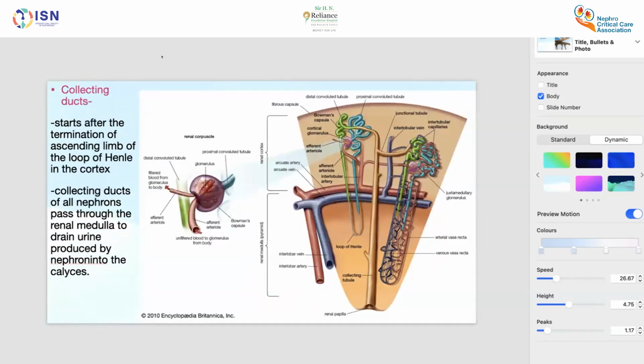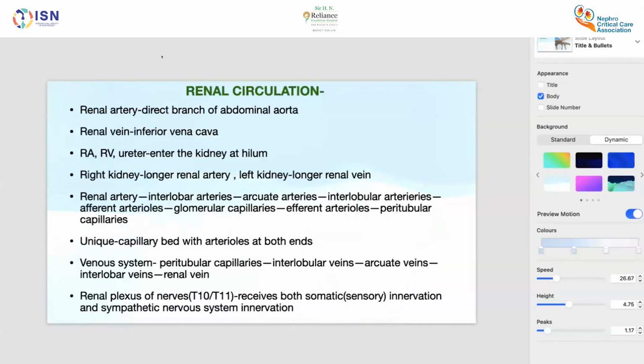Then the collecting ducts. The collecting duct starts after the termination of the ascending limb of the loop of Henle, and the collecting ducts of all nephrons pass through the renal medulla to drain urine produced by the nephron into the calyces.